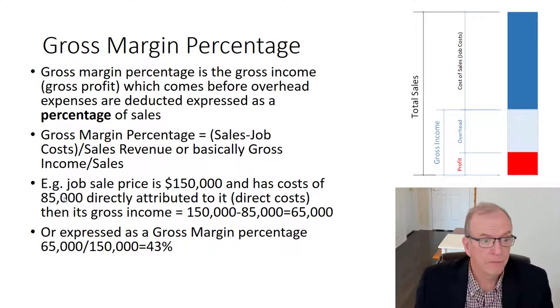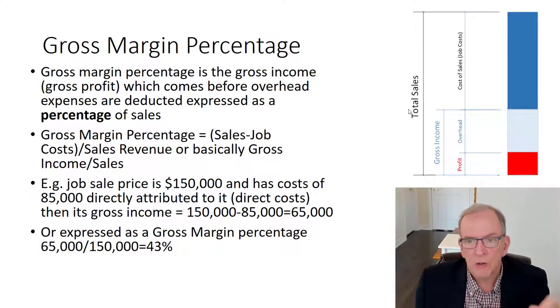So if we take an example, a job has a sale price of $150,000 and has costs of $85,000 directly attributed to it. So that would be the $85,000 cost of sales. We're just looking at this point at an individual project, but we can look at this on our overall sales for the year as well. 150,000 minus 85,000 gives us 65,000. So if we take the 65,000 and divide it by 150, that gives us a gross margin percentage of 43%.